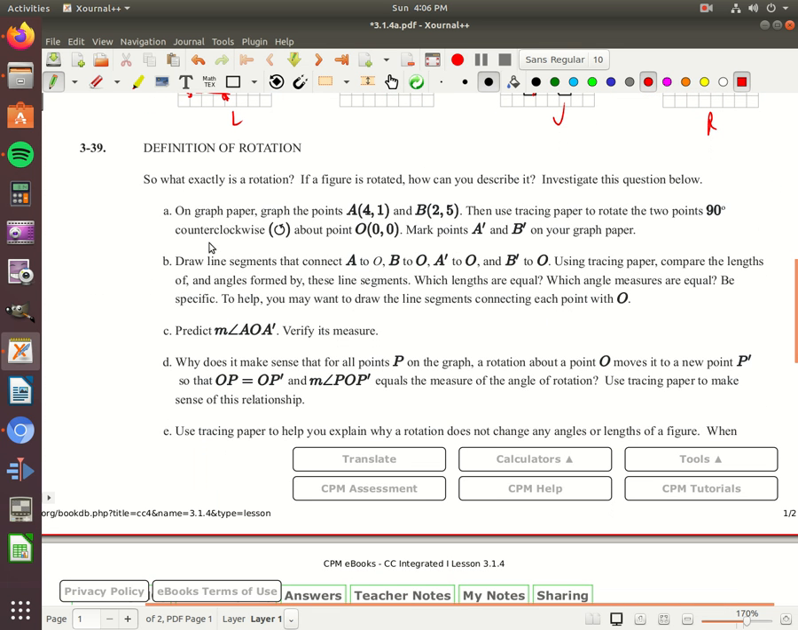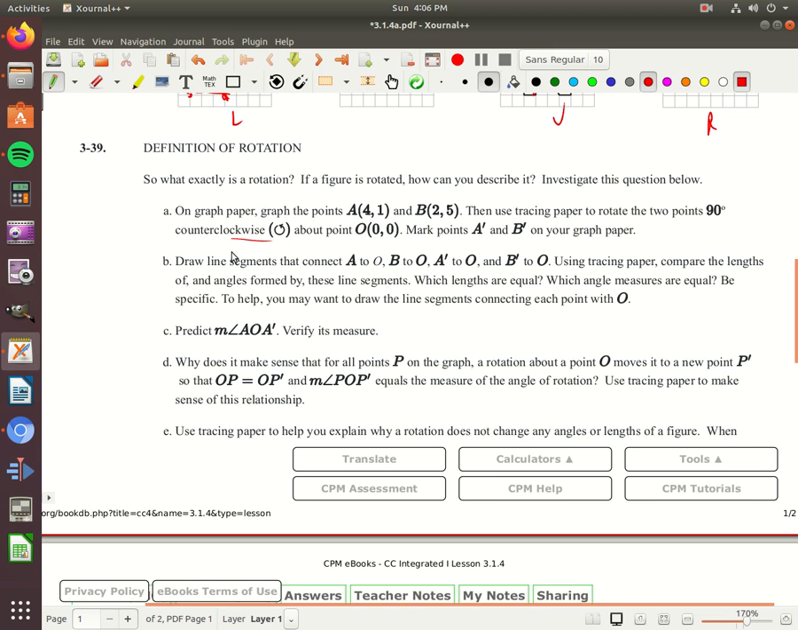What I've done on 339 is I've taken the liberty of writing all this stuff down. I'm going to open a coordinate plane and do this, but I'll read this before I do that. So, definition of rotation. What exactly is rotation? If a figure is rotated, how can you describe it? Investigate this question below. Graph paper, we're going to graph points (4, 1) and (2, 5). We're going to use tracing paper, although obviously I'm not going to rotate 90 degrees. I'll use kind of my strategy for rotating 90 degrees.